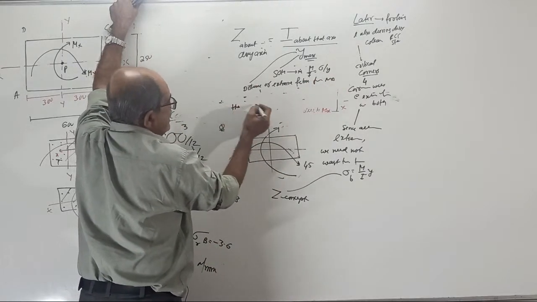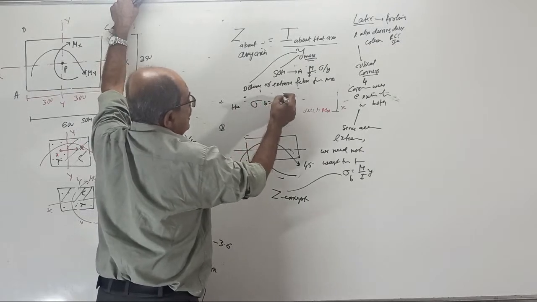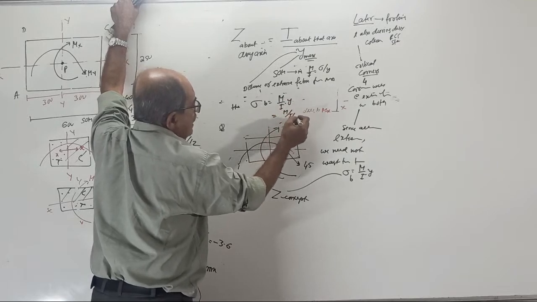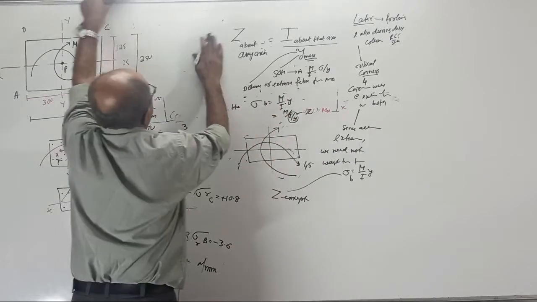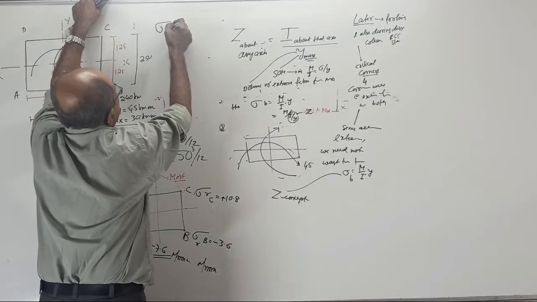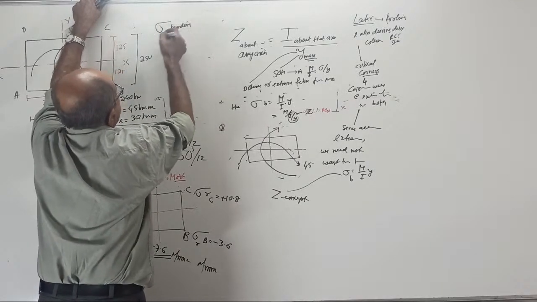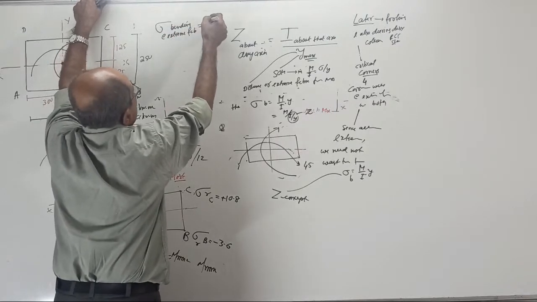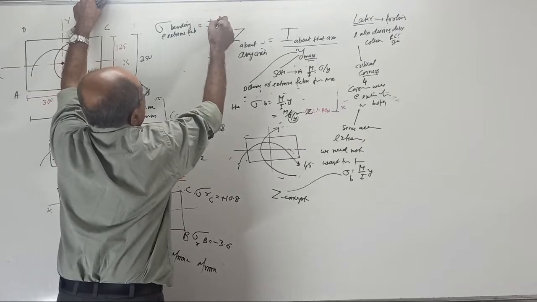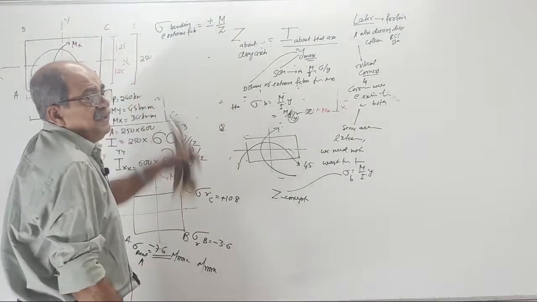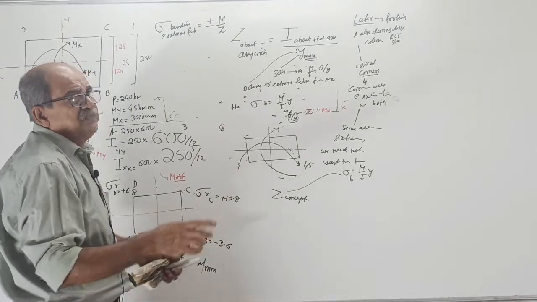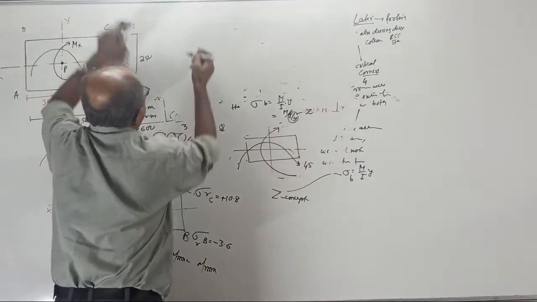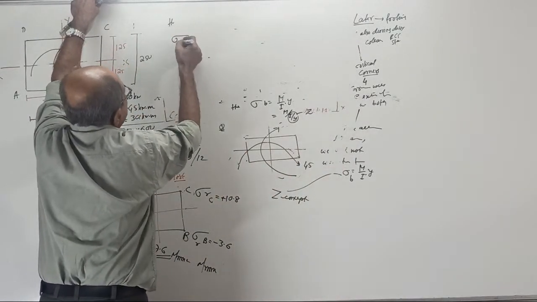Then sigma bending equals M by I into y, or M by I divided by y. I by y is Z, so sigma bending at extreme fibers is directly equal to plus or minus M by Z. Now, axial force is the same.